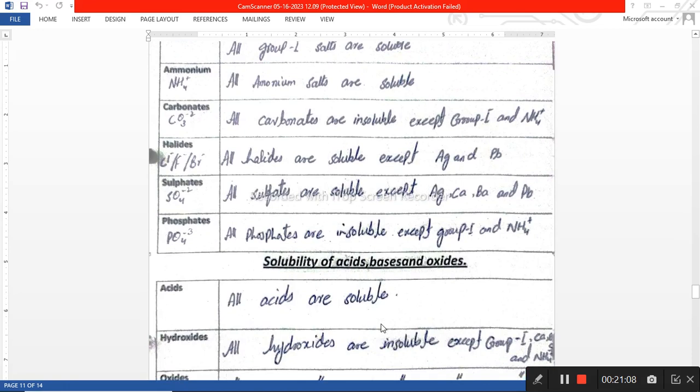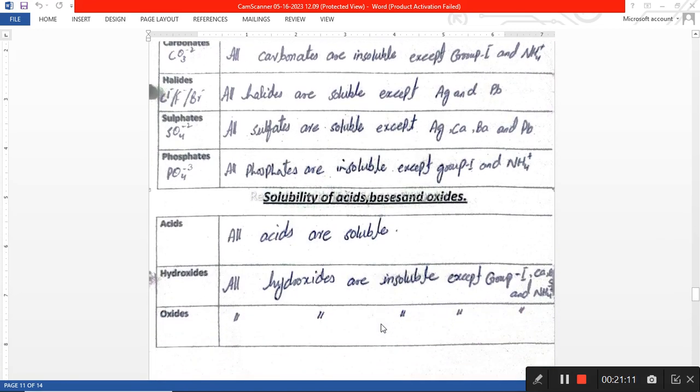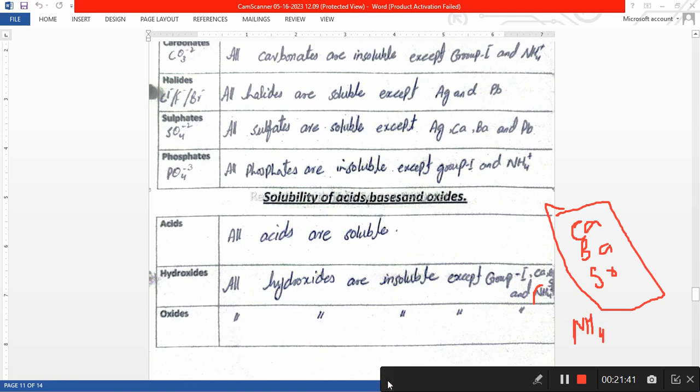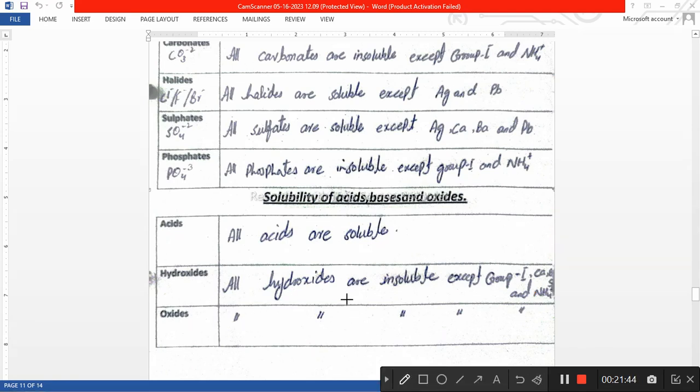Now, solubility of acids. All the acids are soluble. All the hydroxides are insoluble except group 1 and group 2, and in group 2 only Ca, Ba, and Sr. In group 2 only the hydroxides of these elements are soluble, the others are insoluble. Ammonium, NH4, hydroxides are also soluble, but only partially soluble. There is the same rule for hydroxides and oxides.